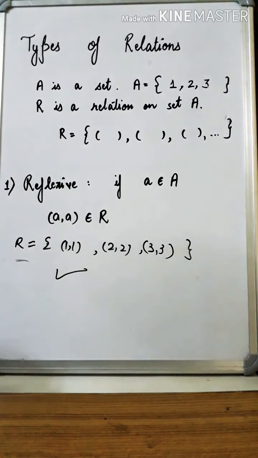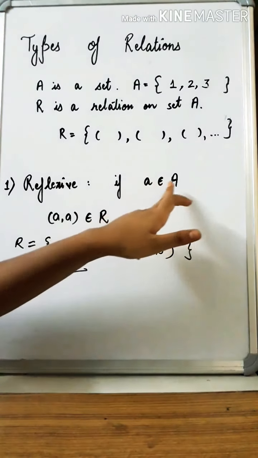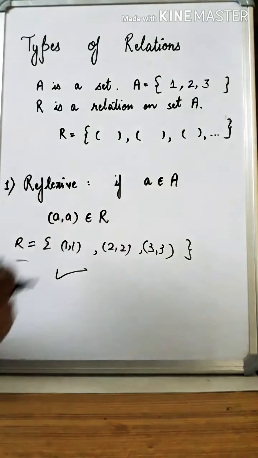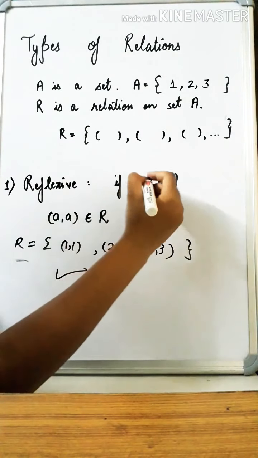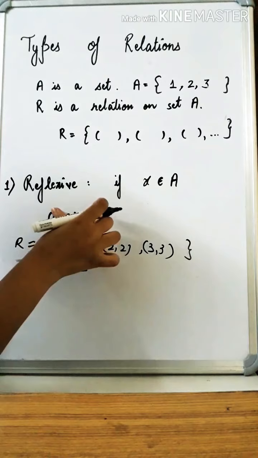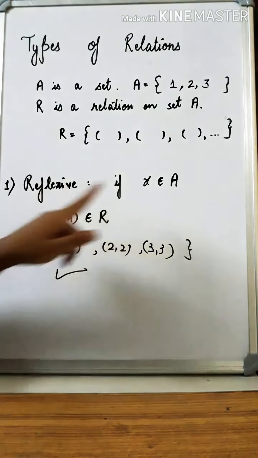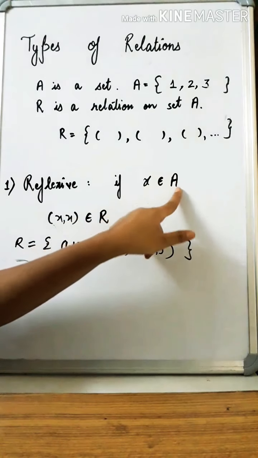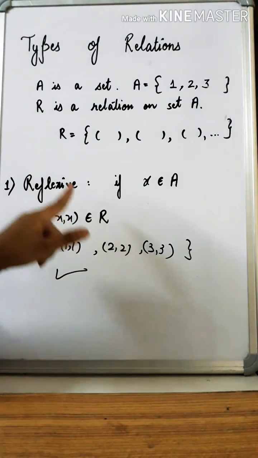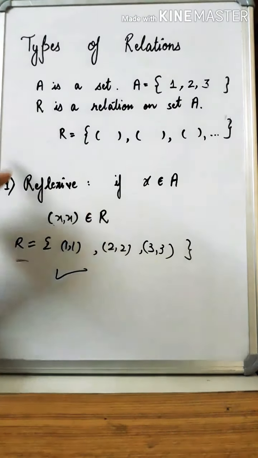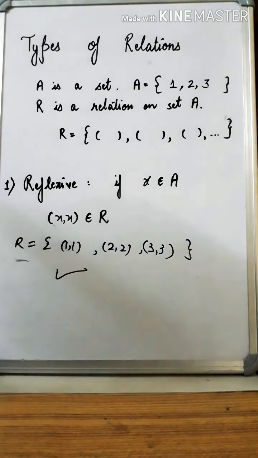So what you have to keep in mind is, if a belongs to a set A, let us take it as x because a is getting confused. Alright. So if x is an element that belongs to the set A, then (x, x) should belong to the relation. Then it will be stated as a reflexive relation.